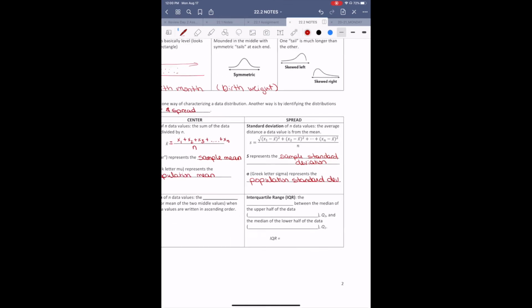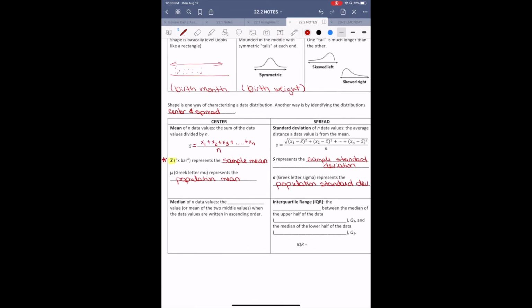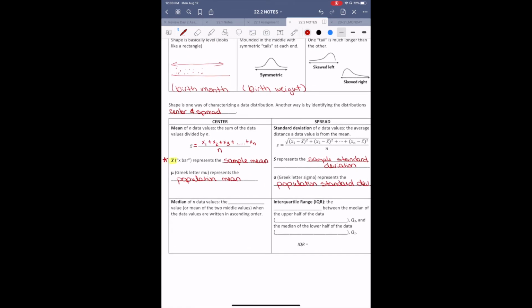Okay, now as opposed to the center measure of the mean, for standard deviation, we use the sigma symbol. In your calculators, both of these values are given to you, both the S standard deviation and the sigma standard deviation. We are going to be focusing on using the sigma as our value for standard deviation.